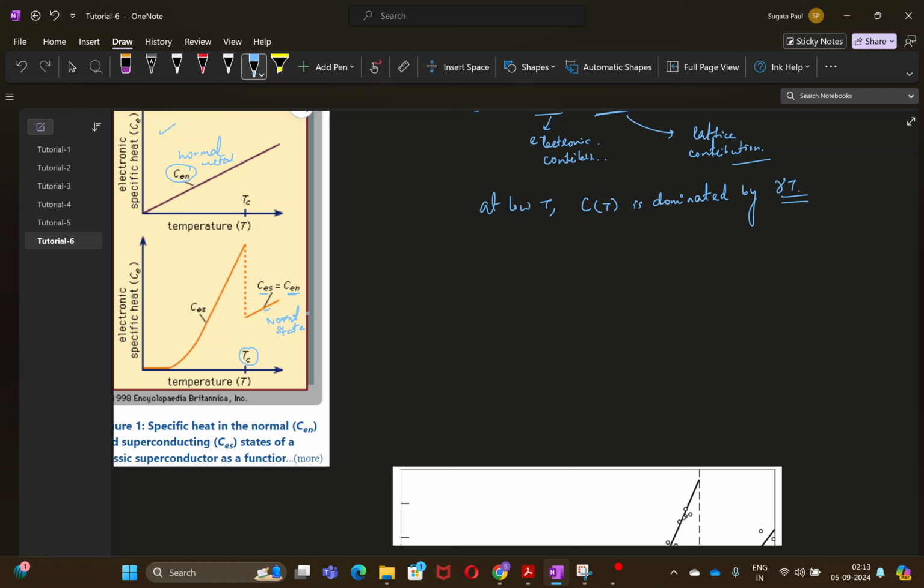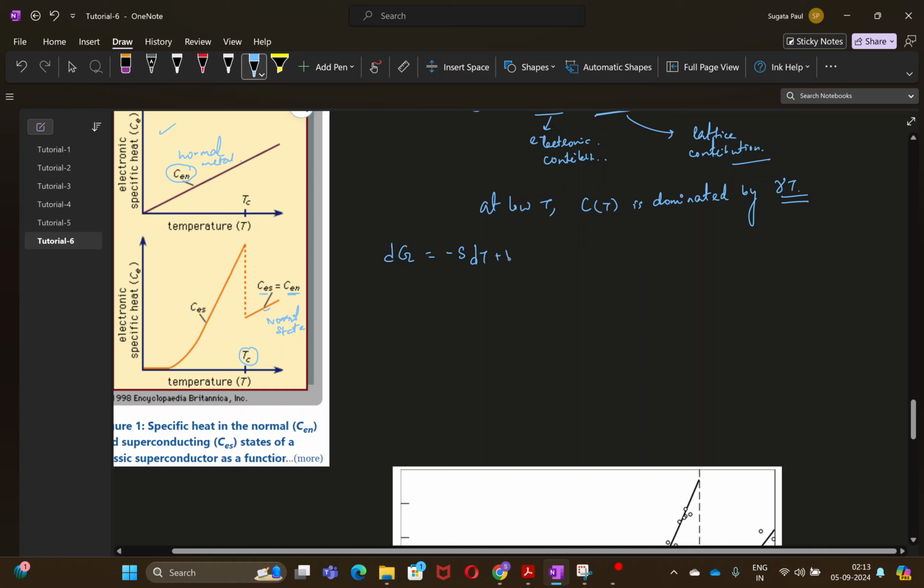So you know that if you write the derivative of the Gibbs free energy, dG equals minus S dT plus V dP. This is from the thermodynamic relations, and S is the entropy. So basically your entropy S is equal to minus dG/dT, right? The first order derivative of Gibbs free energy with respect to temperature is your entropy.